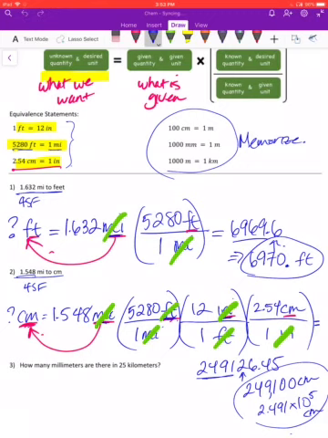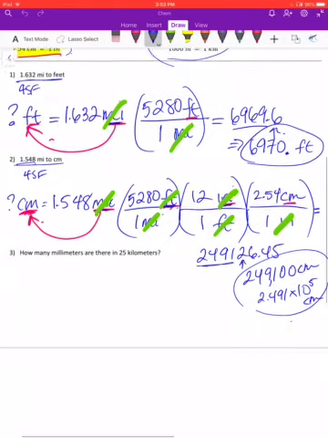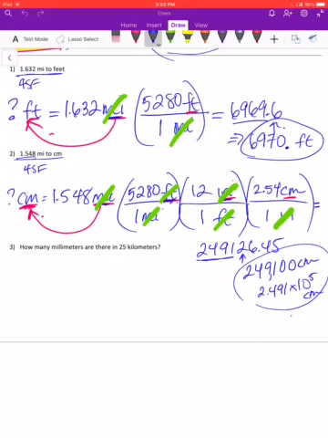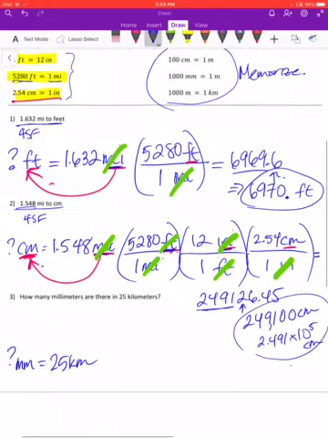Okay, so if we have multiple steps, we're doing the same process. We're just adding an extra conversion factor, throwing in the equivalent statement that will get rid of the units that we don't want. All right, let's do one more here. So we're going to do how many millimeters. So we're looking for millimeters equals 25 kilometers.